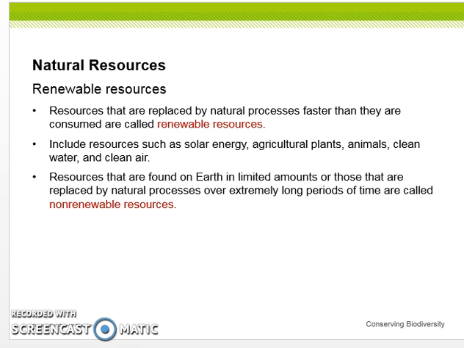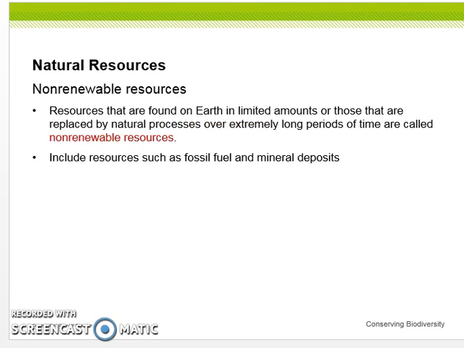Resources that are found on Earth in limited amounts, those that are replaced by natural processes over extremely long periods of time, longer than it would take us in a lifetime to live, are called non-renewable resources. They'll eventually renew, but not within our lifetime.